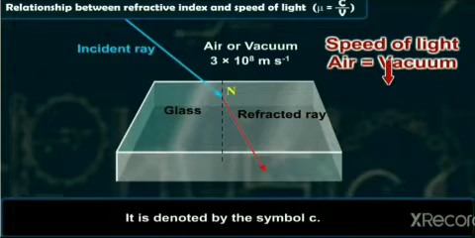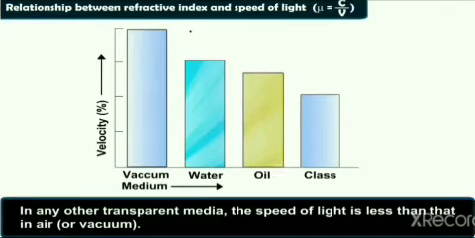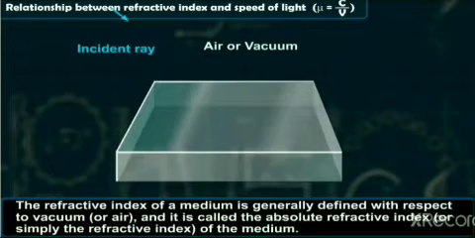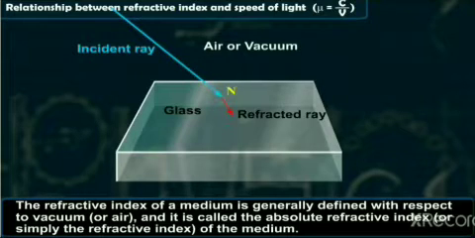It is denoted by the symbol C. In any other transparent media, the speed of light is less than that in air or vacuum. The refractive index of a medium is generally defined with respect to vacuum or air and is called the absolute refractive index or simply the refractive index of the medium.